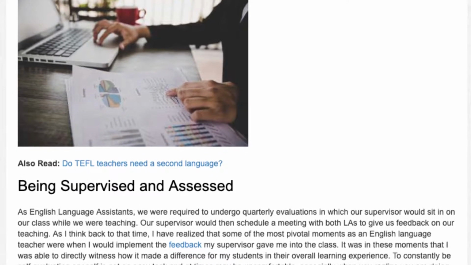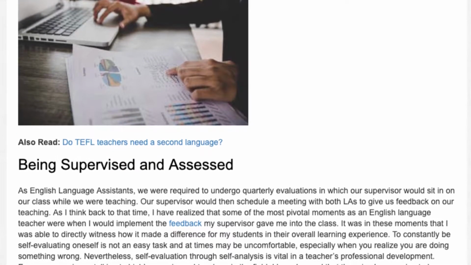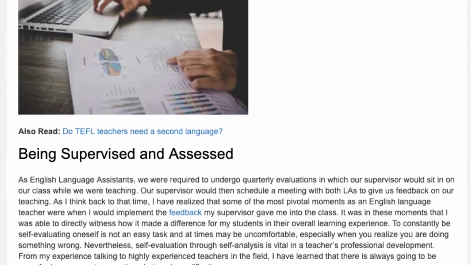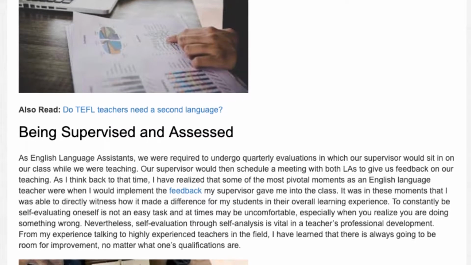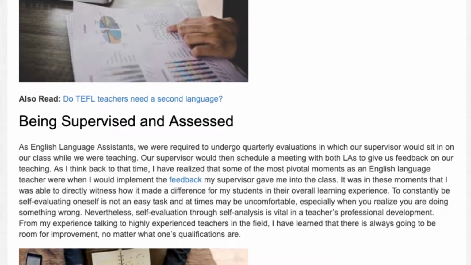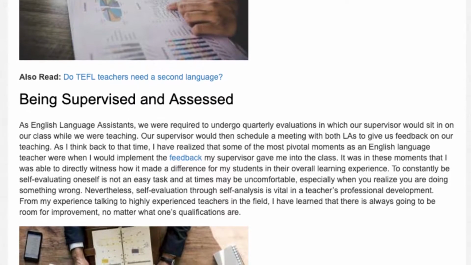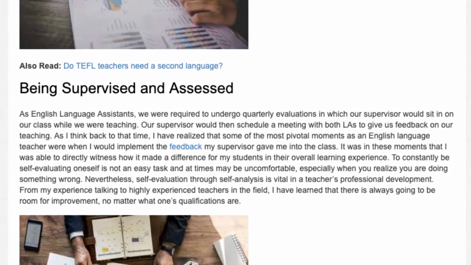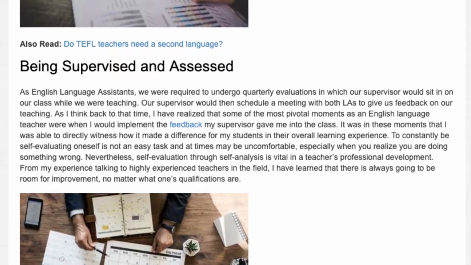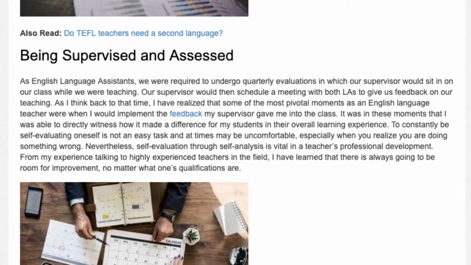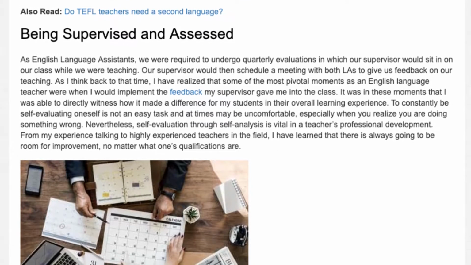Being supervised and assessed: as English language assistants, we were required to undergo quarterly evaluations in which our supervisor would sit in on our class while we were teaching. Our supervisor would then schedule a meeting with both of us to give us feedback on our teaching. As I think back to that time, I have realized that some of the most pivotal moments as an English language teacher were when I would implement the feedback my supervisor gave me into the class. It was in these moments that I was able to directly witness how it made a difference for my students in their overall learning experience.